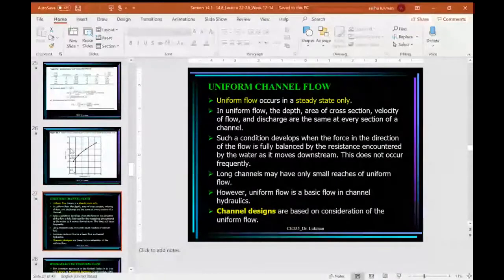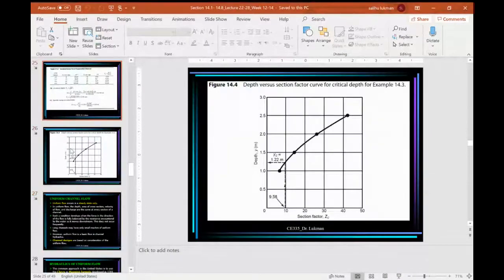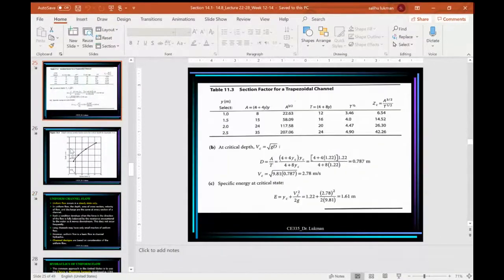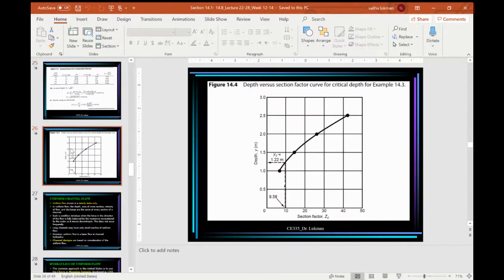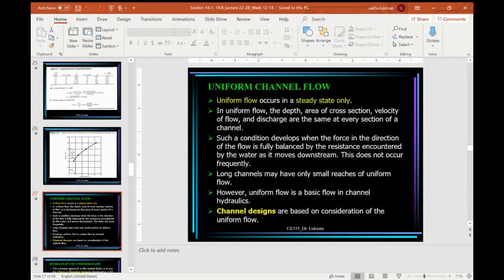Okay. All right. Let's continue from where we started in the previous class. We have started discussing uniform flow. We have looked at some examples to determine the critical velocity and critical depth of flow. Now, into uniform flow and then the channel design. I'm going to put it in presentation mode.